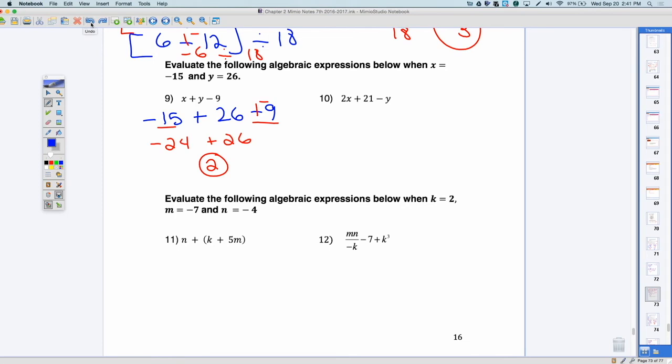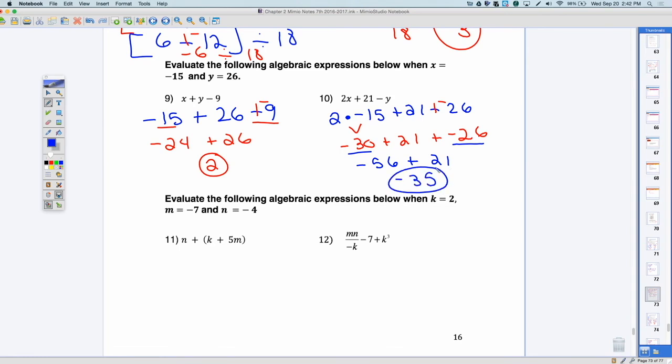Number 10, we're going to substitute in -15 plus 21 minus y, which is 26. Change subtraction to add in the opposite. First I'm going to do multiplication, so I get -30 plus 21 plus a -26. I can group together my negatives to give me -56 plus 21. Different signs, I take the sign of the larger and subtract, so I get -35.